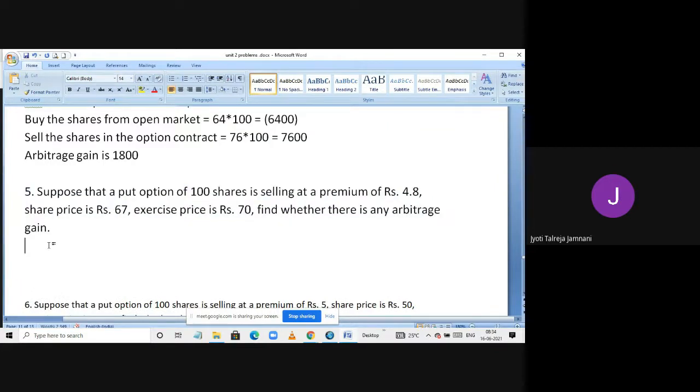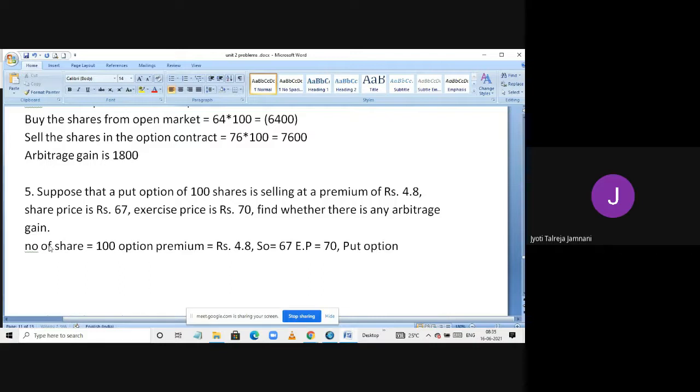Suppose that a put option of 100 shares, so number of shares is equal to 100, is selling at a premium of rupees 4.8. So option premium is rupees 4.8. Share price is 67. This is your S naught, 67. Exercise price is 70. And whether there is any arbitrage gain. And this is a put option.